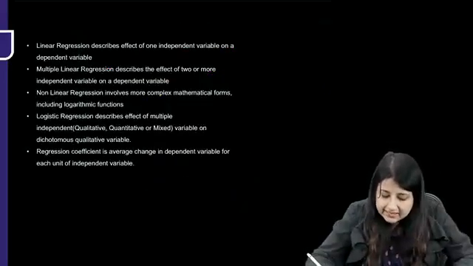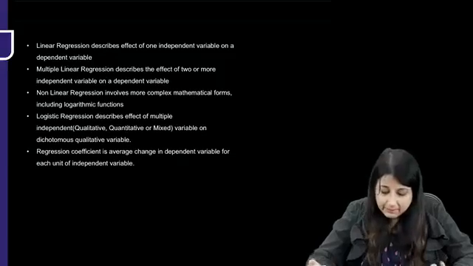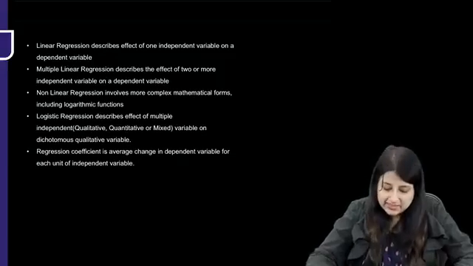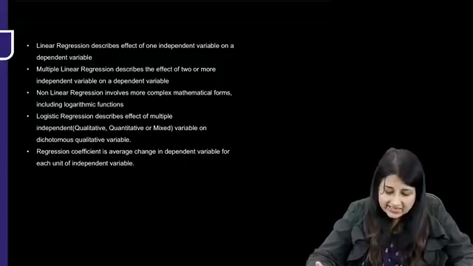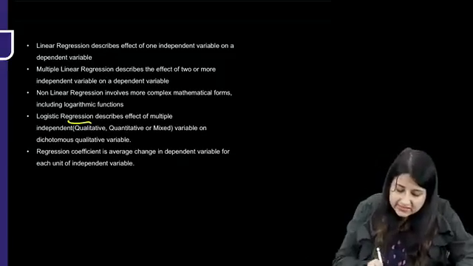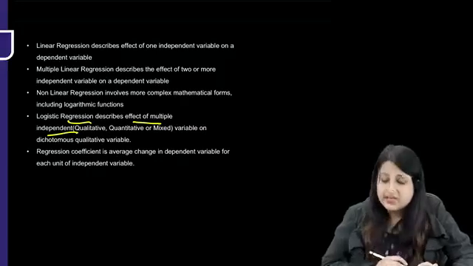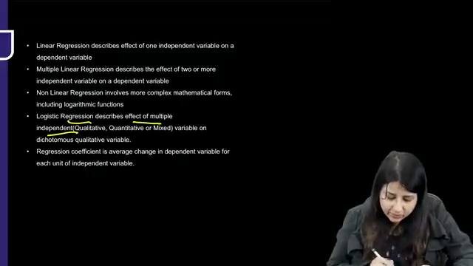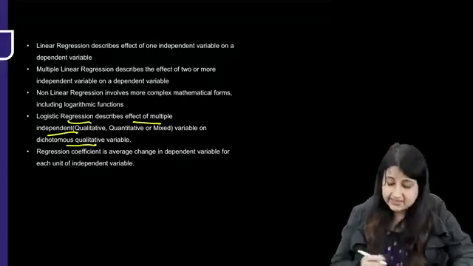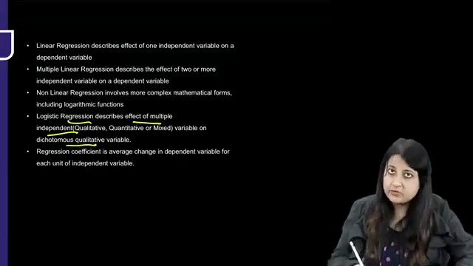I've just summed it up for you. Linear regression describes the effect of one independent variable on a dependent variable. Multiple means more than one independent variable. Non-linear is more complex. Logistic regression describes the effect of multiple independent variables. They could be quantitative, qualitative or mixed, with a dichotomous qualitative dependent variable, like presence or absence of disease.